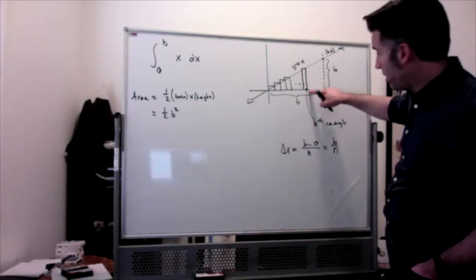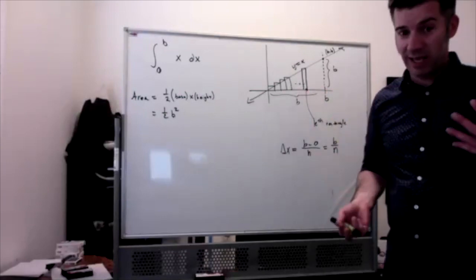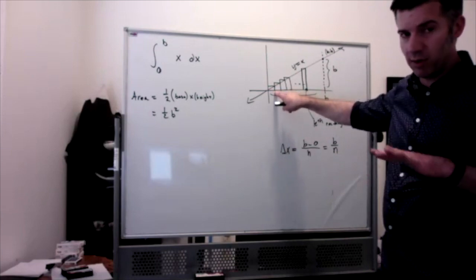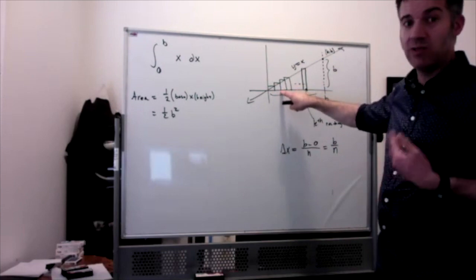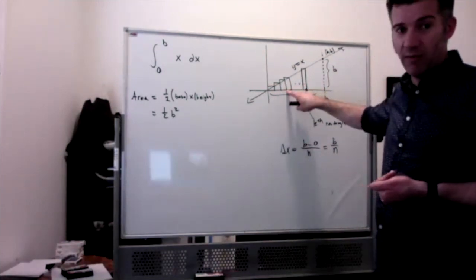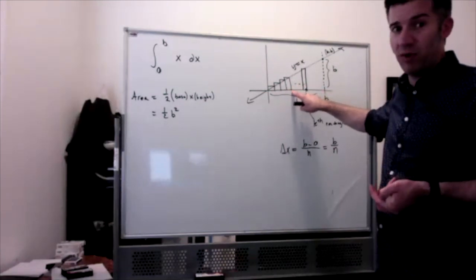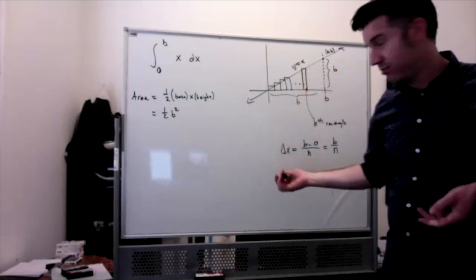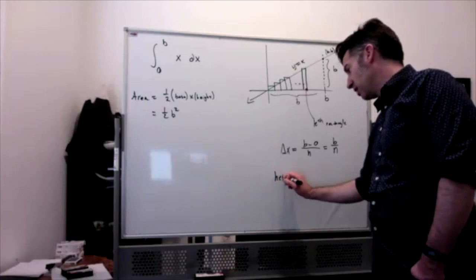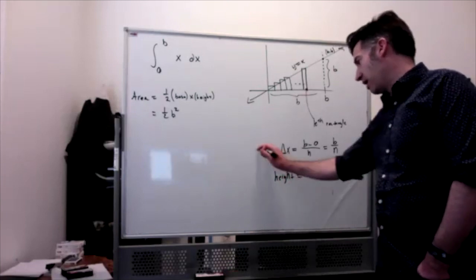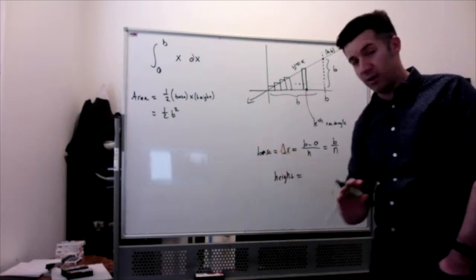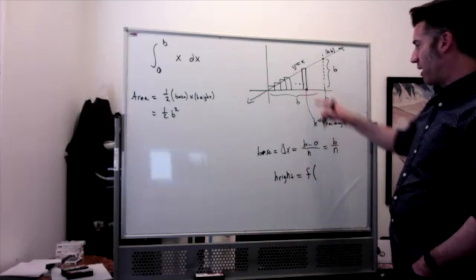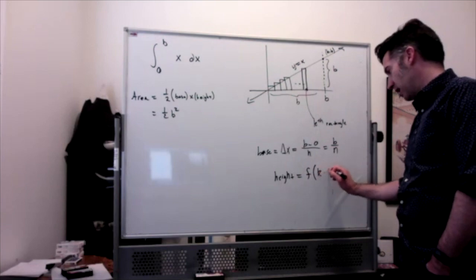And then the endpoint that we're going to plug in is the right endpoint. I'm going to say this again. The first subinterval, the right endpoint is b over n. The second subinterval, the right endpoint is 2 times b over n. The third, 3 times b over n. The fourth, 4 times b over n. The kth subinterval, the right endpoint is k times b over n. So the height of your rectangle is going to be your function evaluated at that right endpoint, which is k times b over n.